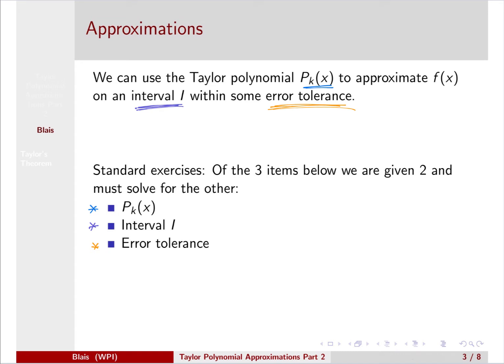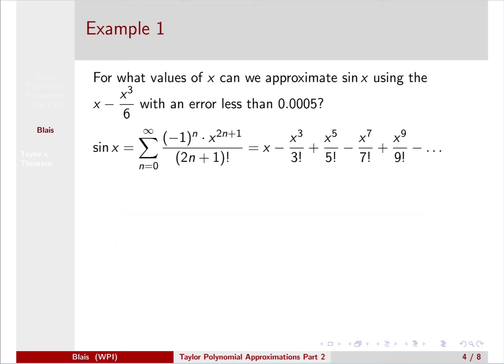We will look at the cases where we're given the approximation and the error tolerance we desire, and then we have to find what interval that is going to work on. In the other example, we will be given the interval on which we want to work and the error tolerance we need, and we'll find the appropriate approximating Taylor polynomial.